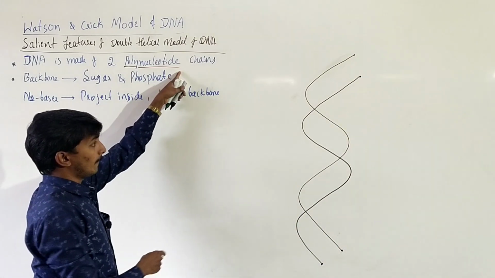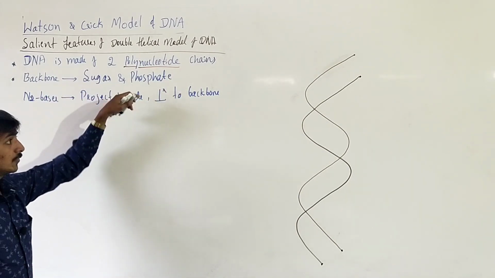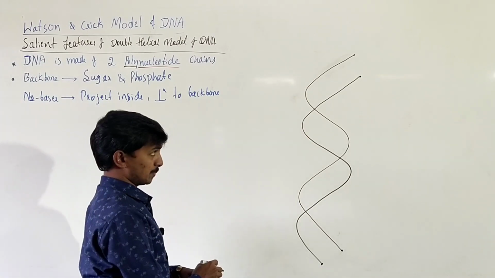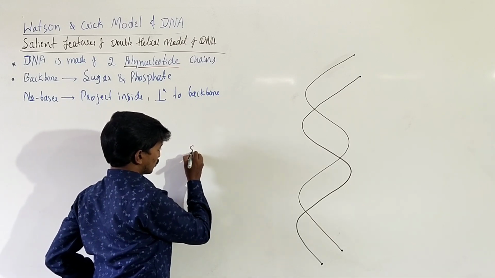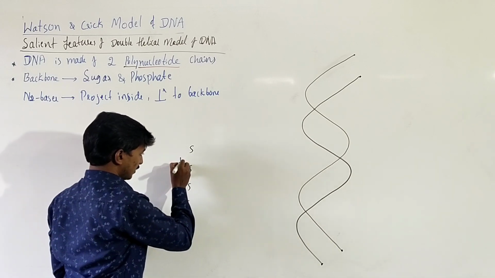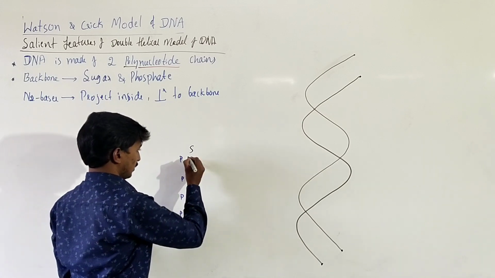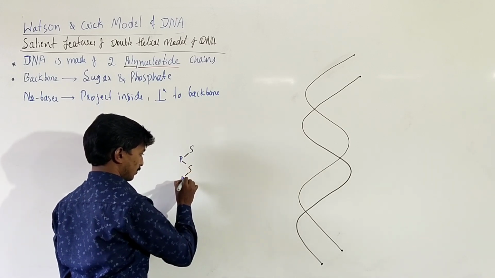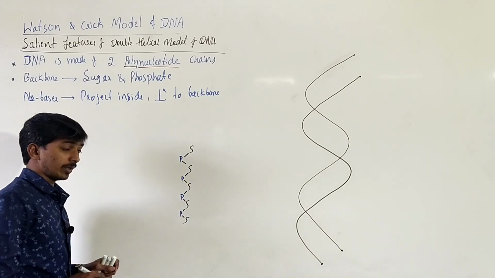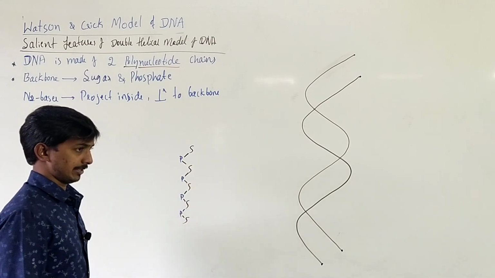So, two polynucleotide chains, with a backbone made of sugar and phosphate. This means the two backbones are each made of sugar and phosphate. For example, I can show the sugar, and outwards it is a phosphate, so an ester bond. So this is one backbone. Similarly, the other will be on the other side.